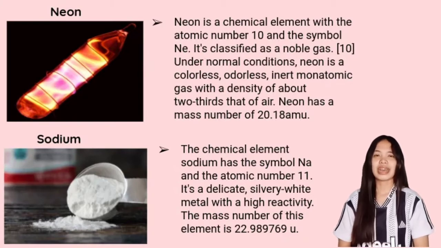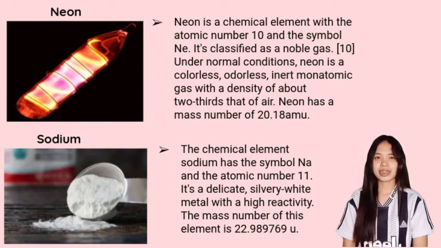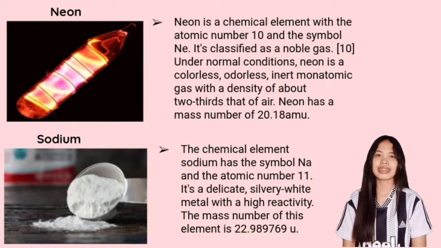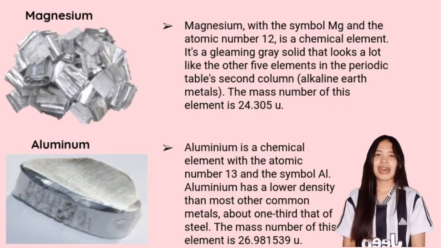Sodium. The chemical element of sodium has the symbol Na and the atomic number 11. It's a delicate, silvery white metal with a high reactivity. The mass number of this element is 22.989769 U.